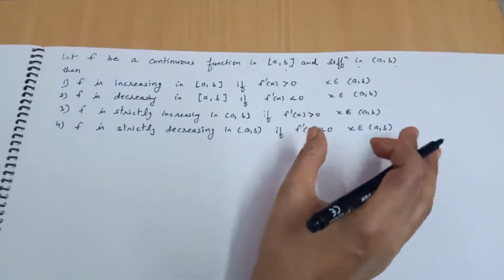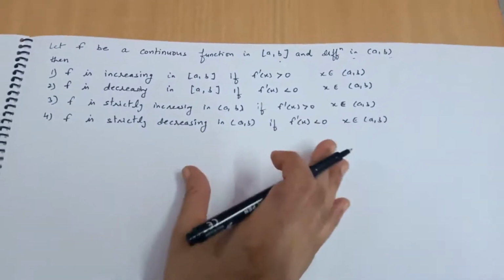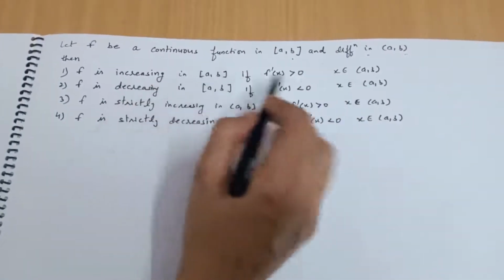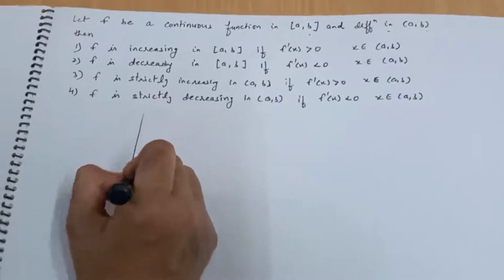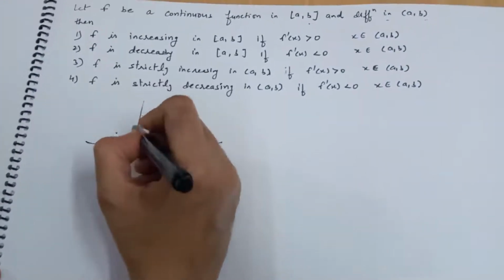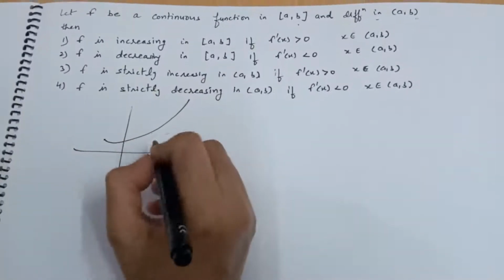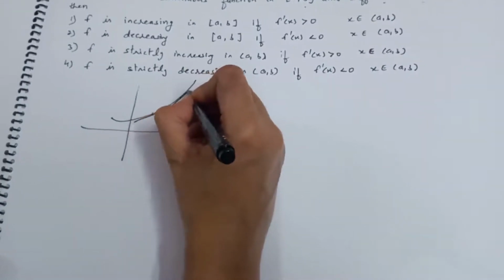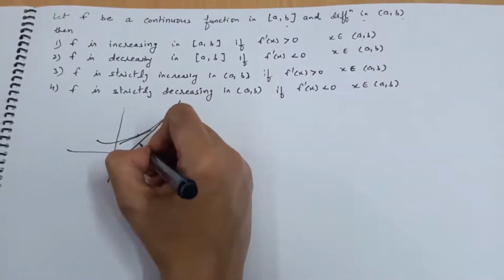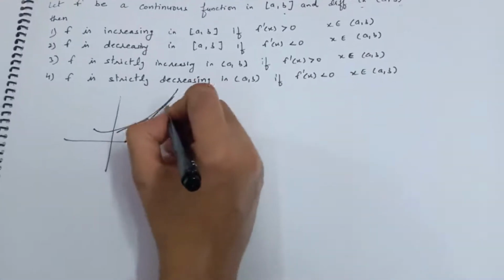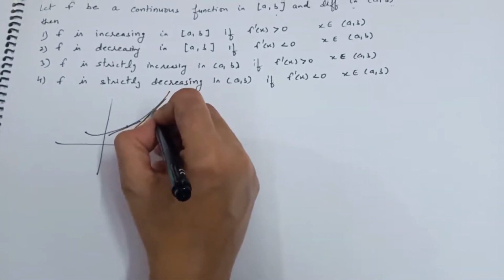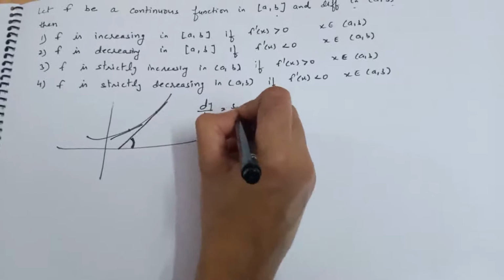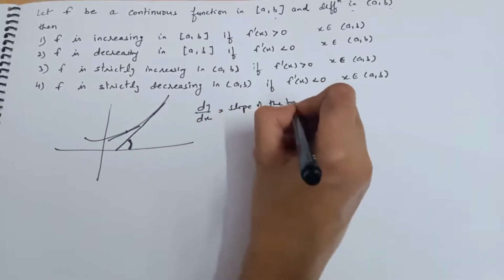So what is the difference? Why are we saying f'(x) greater than 0 gives the criteria for an increasing function? I told you how the graph of an increasing function goes, something like this. If I draw the tangent at any point of an increasing function, you will find its slope will be an acute angle, and the slope of a tangent at any point to its curve is nothing else but dy by dx, the slope of the tangent.